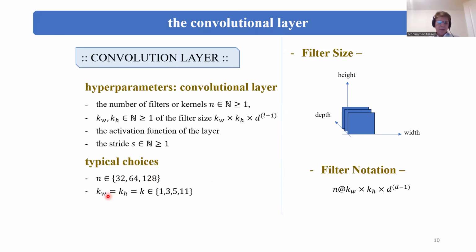And the size of the filter is typically 3 by 3, 5 by 5, 11 by 11, 1 by 1. The kernel is usually square shaped, though other geometries for the kernel have also been proposed, but the preferred one is the square kernel.